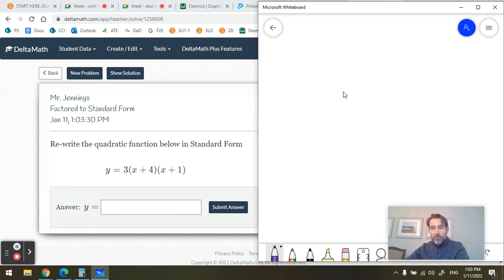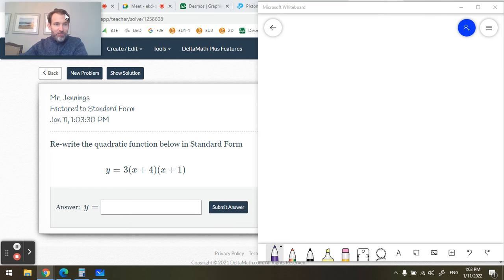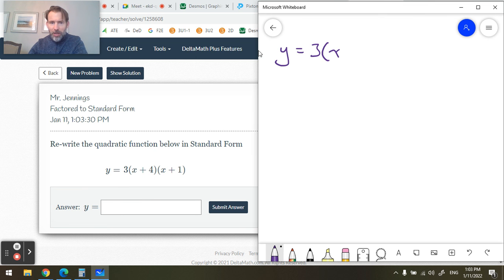First thing I'm going to do is get out some paper, move your face off of your paper, and put your face somewhere where it's not in the way. And then I'm going to go ahead and write this out. You're going to copy things onto some paper: y is equal to 3 multiplied by (x plus 4) multiplied by (x plus 1). And then you are going to FOIL it. You FOIL it like this.